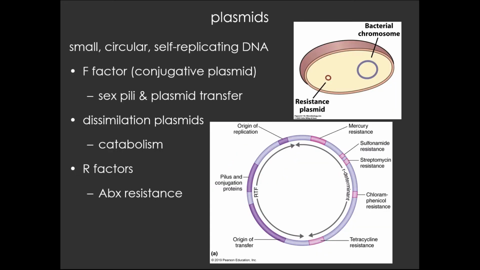As you know from previous lectures, in addition to the bacterial chromosome, bacteria most often also have small circular self-replicating pieces of DNA called plasmids. And we talked about them very briefly early on. We're going to talk more about them today, and we'll revisit the topic of plasmids later on. Today we're just going to talk about three kinds of plasmids. The first is called an F factor, or a conjugative plasmid.